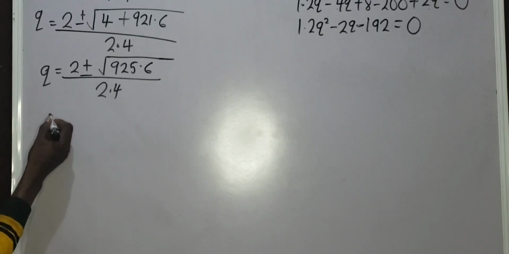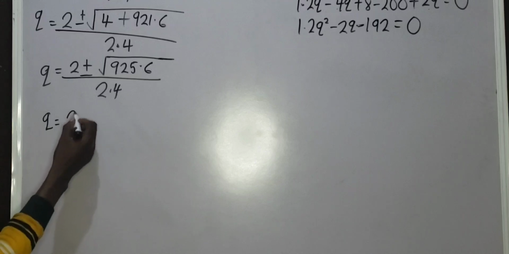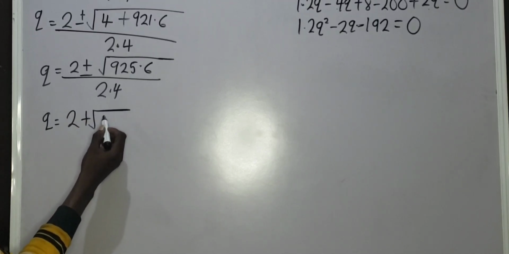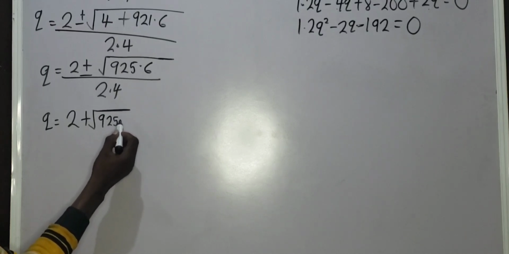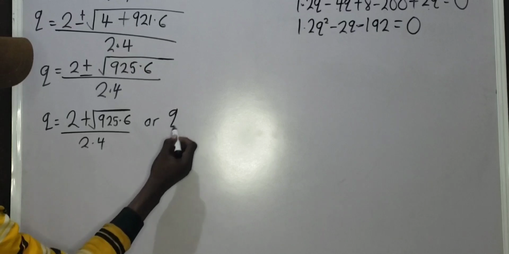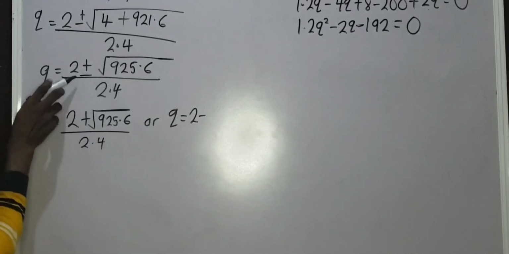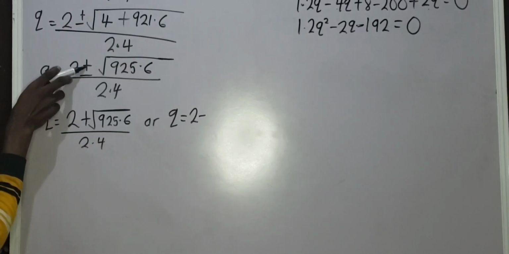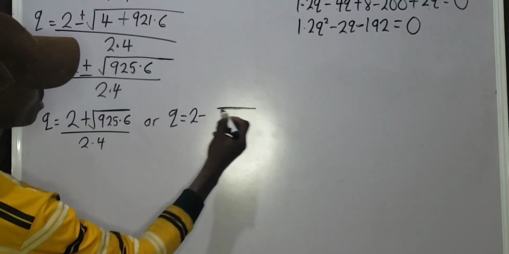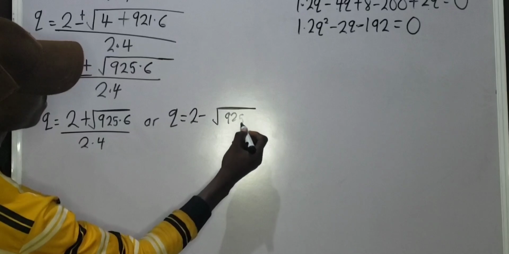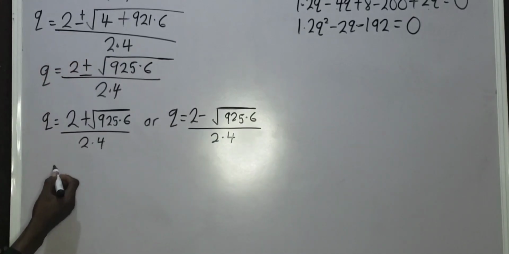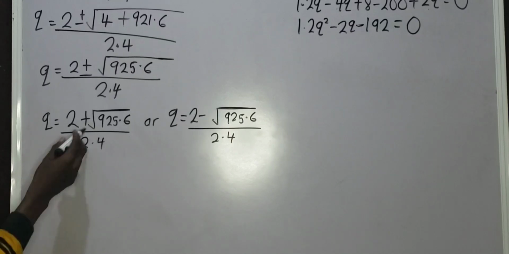So Q will be equals to, I'm going to separate it, positive and negative. I'm going to write it separately. That is 2 plus the square root of 925.6 all over 2.4, or Q is equals to 2 minus, just like writing this, because I took positive, I put it here, then I separate the negative. You understand? That is 2 minus the square root of 925.6 all over 2.4.